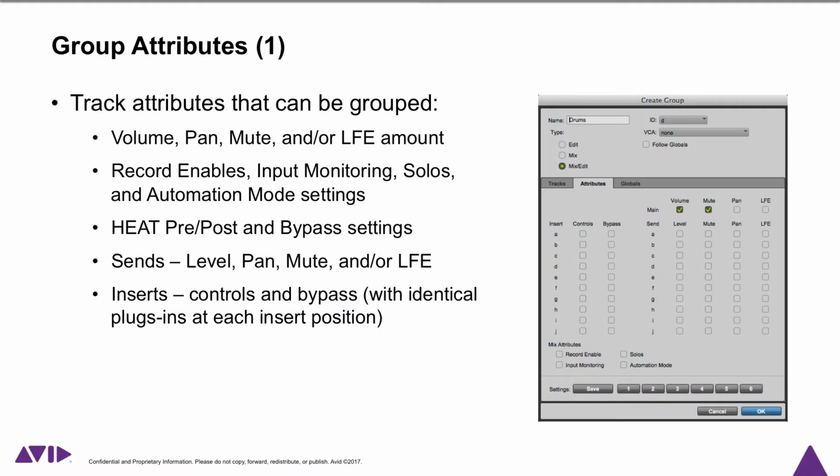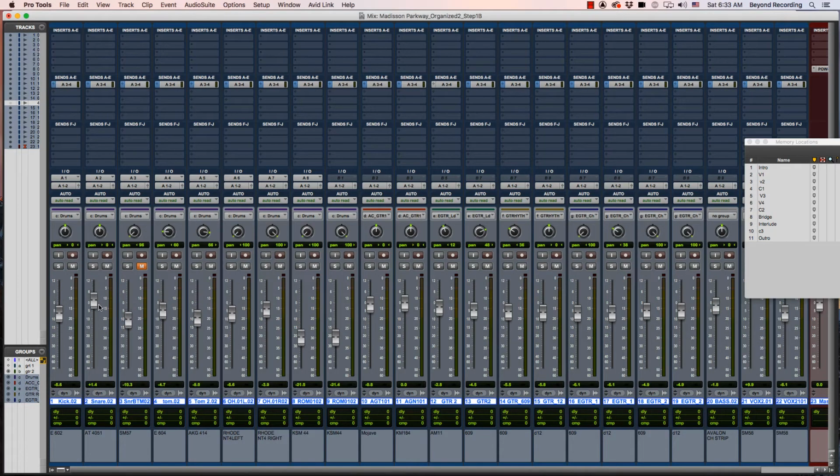The attributes that you can group are volume, mute, pan, LFE amount, record enables, input monitoring, solos, sends, inserts, and other types of controls. If you do that to one member of the group, then it's going to happen to every member of the group. My drums are in a group, so if I move the volume fader on one, they all move together.